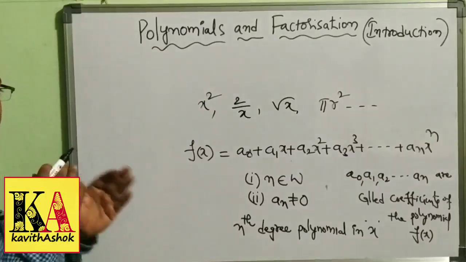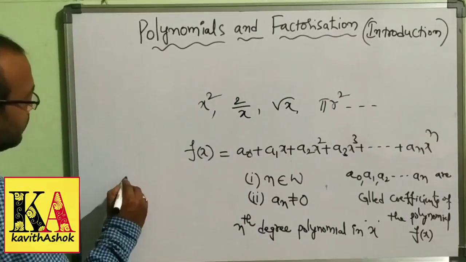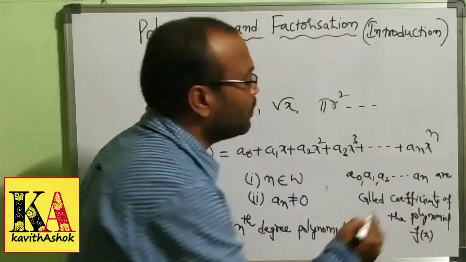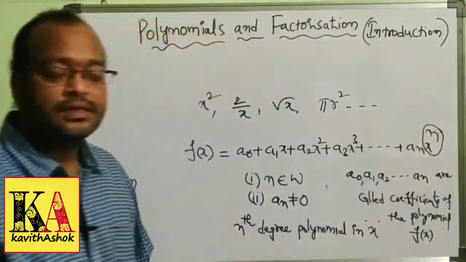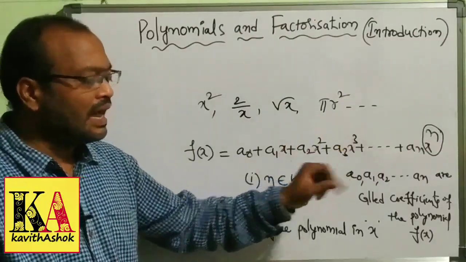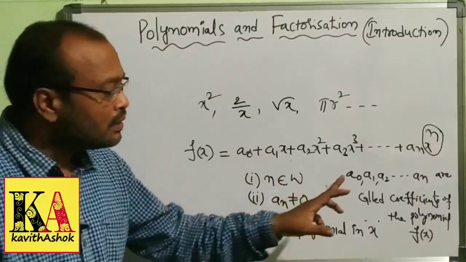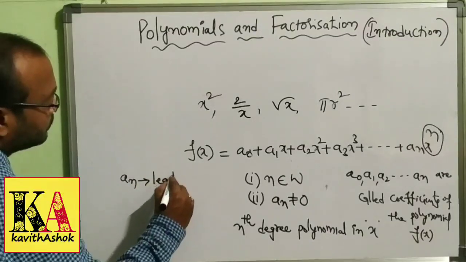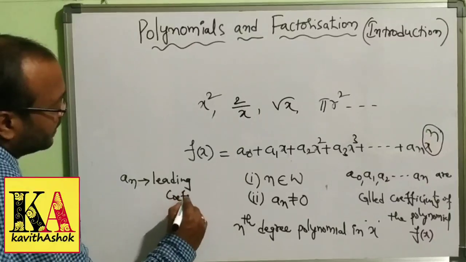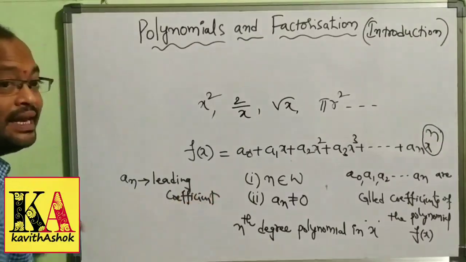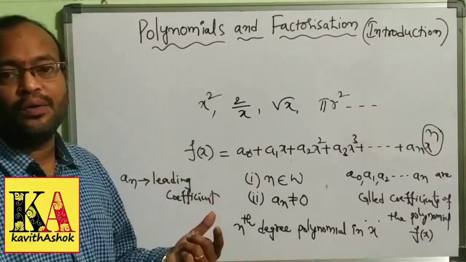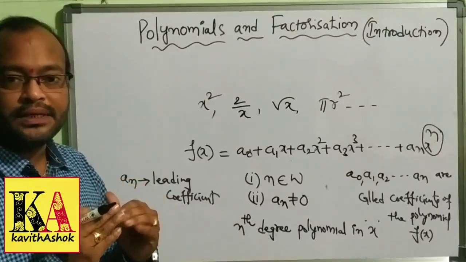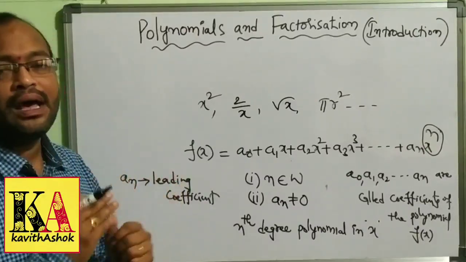Right. First, one by one we will check the importance. an: this is the coefficient of the highest power of x. So n is the highest, that's why the degree of the polynomial is n. The coefficient of the highest power of x is an. This is called the leading coefficient. This leading coefficient plays an important role while solving problems. Just remember, this is the leading coefficient. So whenever they ask for the leading coefficient, we just check the coefficient of the highest power of x.